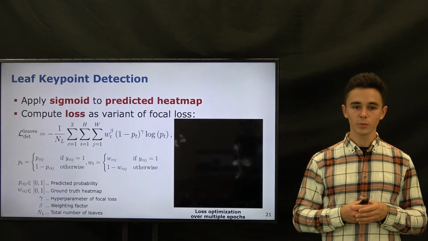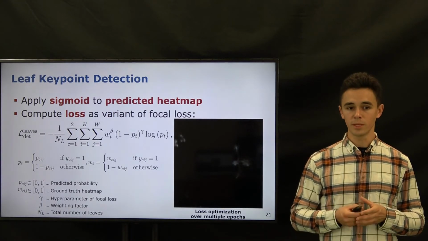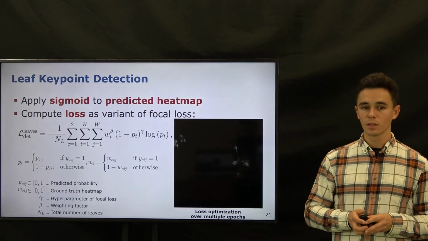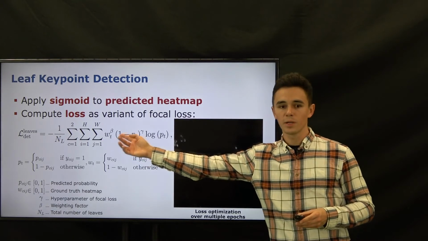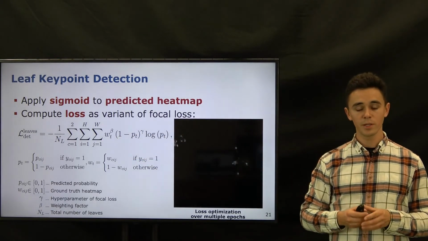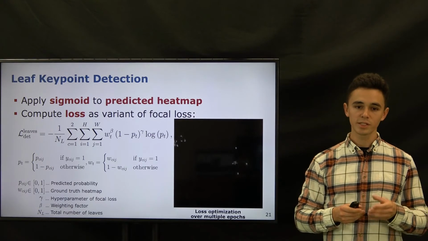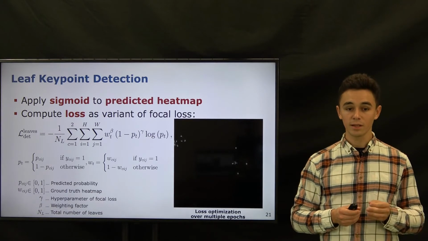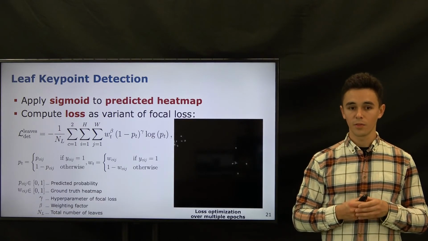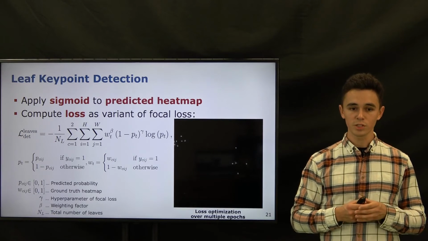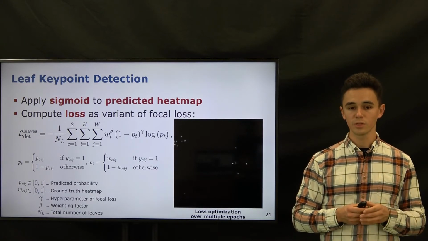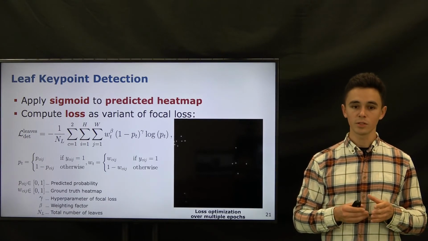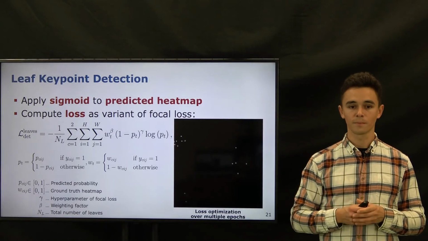Finally, we apply a sigmoid activation function to the predicted heat maps and compute a loss as a variant of focal loss, in which the previously defined weight map reduces the penalty if the network predicts a leaf key point at a position which is close by but not exactly at the ground truth position. Thus, we argue that those predictions can still predict a valid leaf key point, since the exact position of the leaf key points is not necessary for the task of counting.